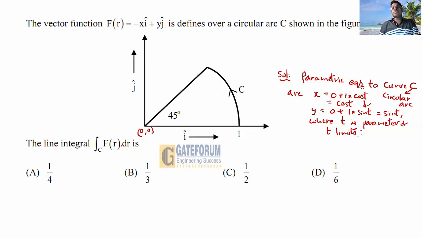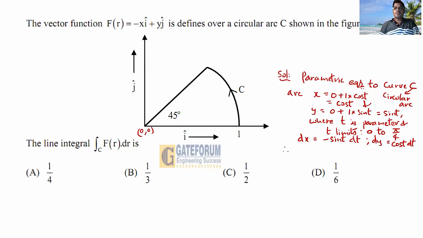That is a parametric equation, meaning all the existing variables are connected to one variable only, a new variable that is called the parameter. So x is connected to a new variable t, y is also connected to t. t limits 0 to pi by 4. Therefore dx is the derivative of cos t, which is minus sin t dt. dy is the derivative of sin t, which is cos t dt.